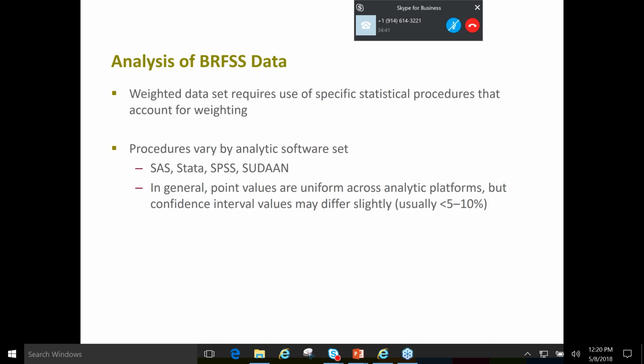Those are the programs. Actually, everyone who's presenting today, each of us analyzes the data using a different software package. And I'm sure there are other ones that could analyze the BRFSS data as well. These four are the ones we use here on our team. And so generally, when you use different statistical software, the point values for an estimate are uniform across the analytic platforms, but often the confidence interval values may differ slightly. Usually less than 5 to 10% would be the difference between maybe a SAS to a Stata to a SUDAAN estimate. Next slide.